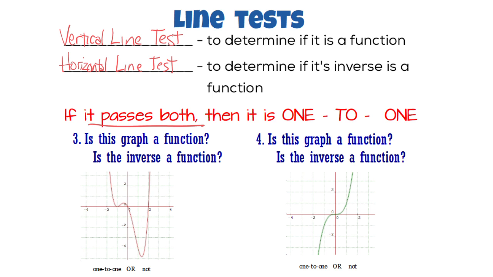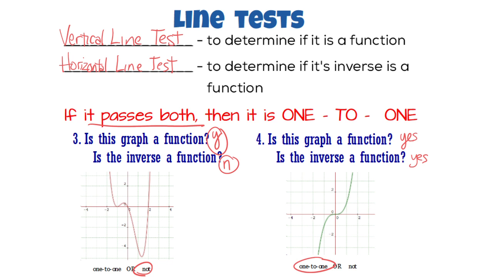So looking at 3, does it pass a vertical line test? Yes. Does it pass a horizontal line test? No, it does not. So this is not considered 1 to 1 because it doesn't pass both tests. Looking at the next one, we have this nice cubic. It passes a vertical line test, so it's a function. It passes a horizontal line test, so its inverse is a function, and thus it is considered 1 to 1.